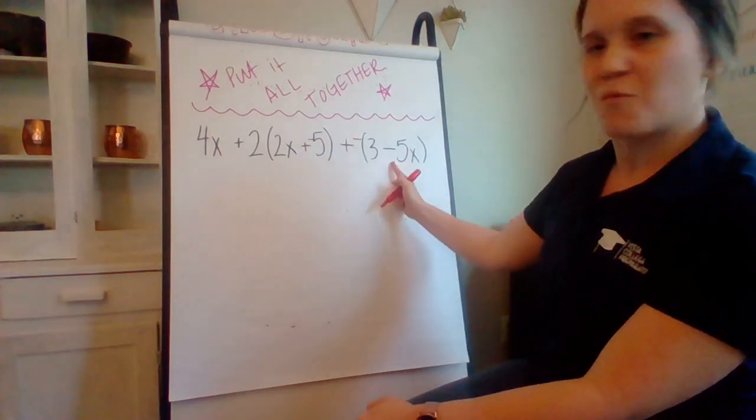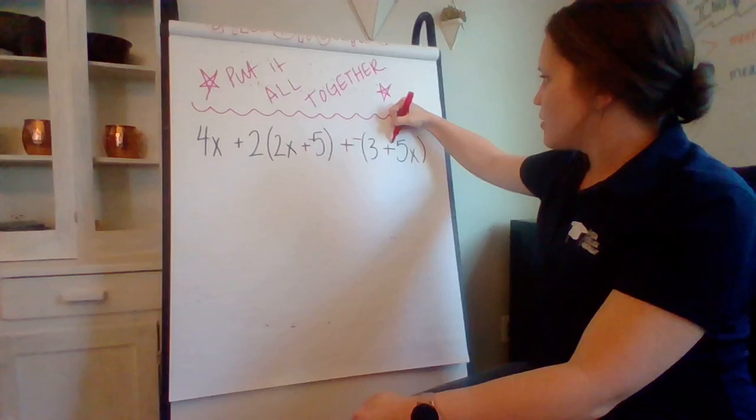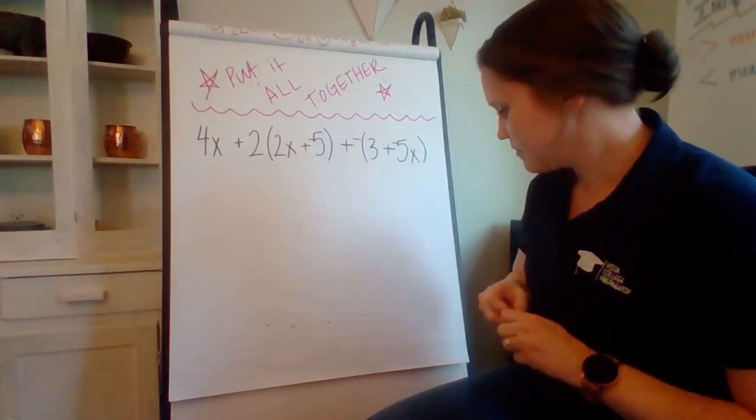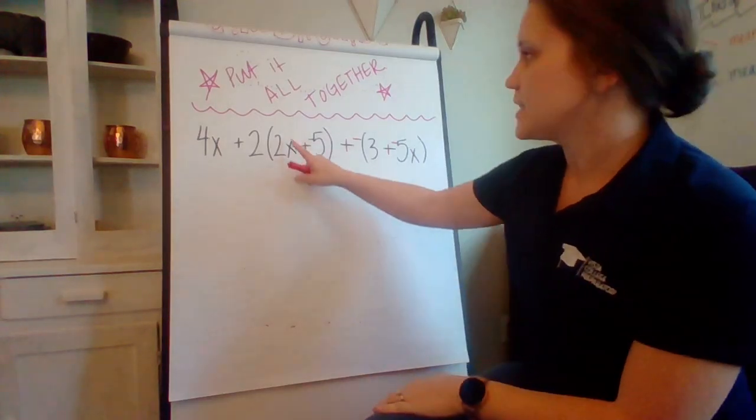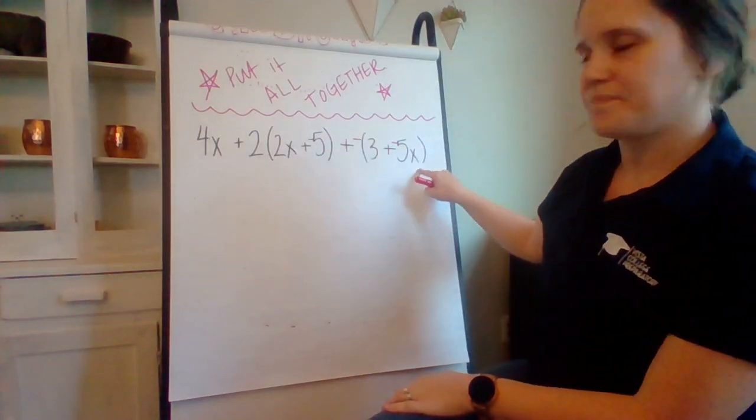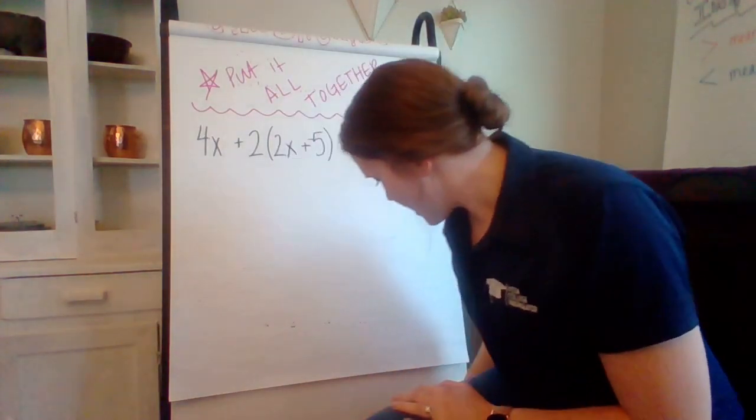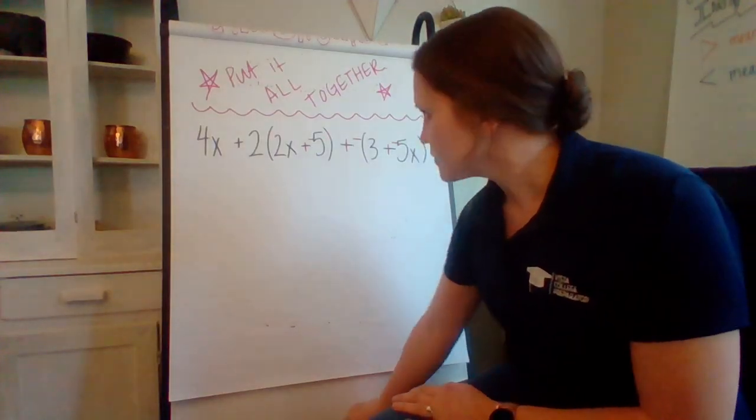Okay. And then I've got one more subtraction. Wow, this is a spicy question. 3 plus negative 5x. All right. So I can't combine like terms because I see I've got terms locked inside the parentheses. But I do see that I can distribute. So let's go ahead and do that.